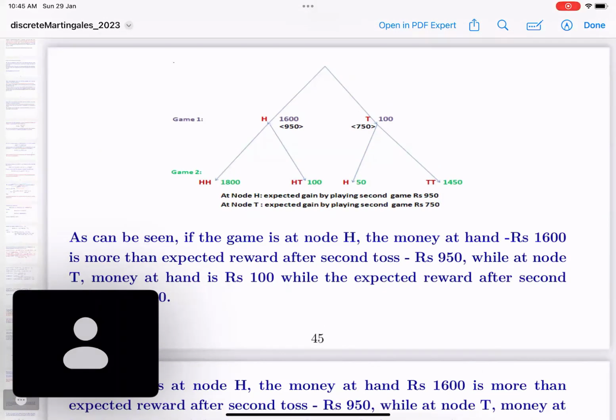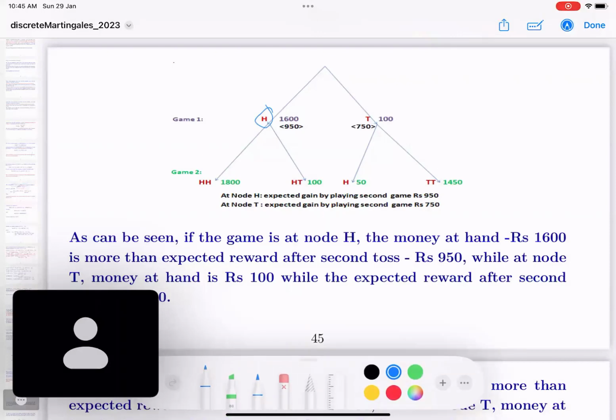Now, if it's a smart gambler, he or she will do the following. Suppose in the first round they win. They are here. Now they have to decide, not on what they originally bet, 1000, that has already gone up to 1600. Now they have to decide whether or not to continue to play the game. From 1600, if you again get a H, you will get to 1800. But if the next one is a T, it will come down to 100. So the expected return after the second game here is 950. So you have 1600 in hand, whereas the expected return after the second game will be 950.